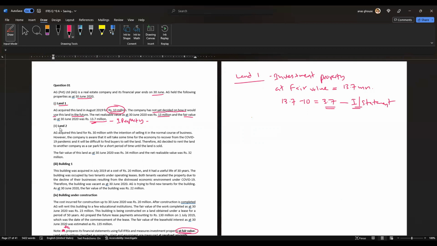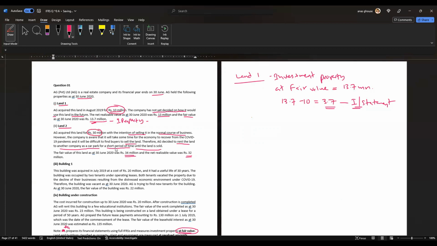Second one, land number 2. AG acquired this land for 30 million with the intention of selling it in the normal course of business. However, the company is aware that it will take some time for the economy to recover from the COVID-19 pandemic and it will be difficult to find buyers to sell the land. Therefore, AG decided to rent the land to another company as a car park for a short period of time until the land is sold. The fair value of the land as at 30th June 2020 was 34 million. The net realizable value was 32 million. The cost was 30 million.